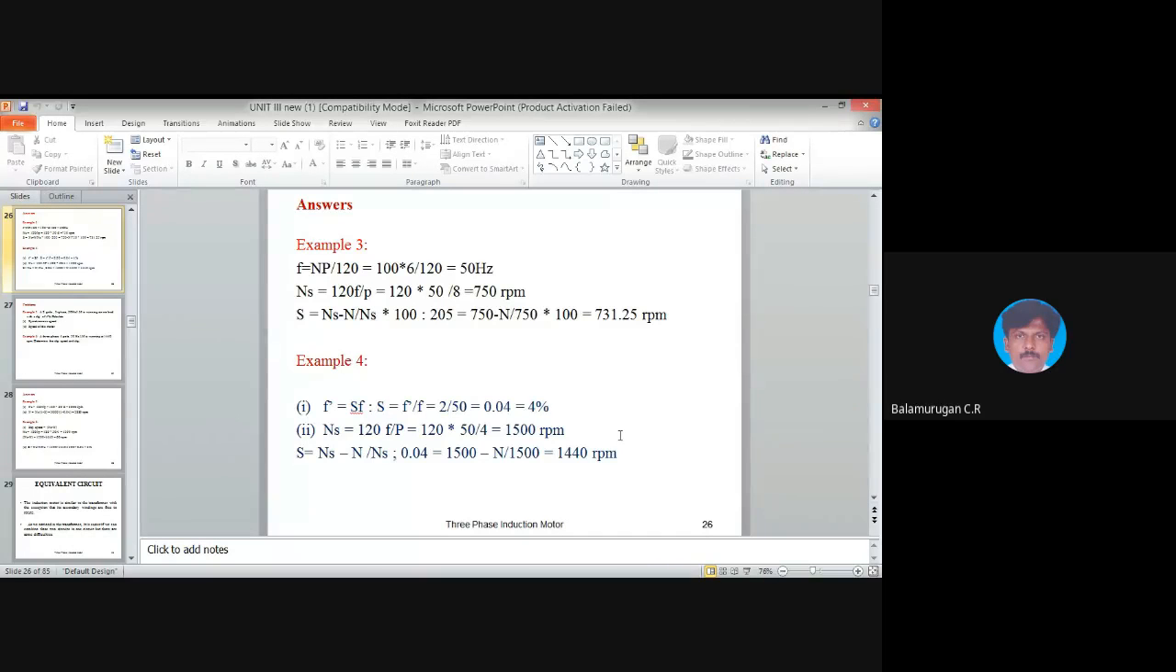Next, what is the rotor frequency? What is the notation for rotor frequency? And the stator frequency, what is the value of the stator frequency?